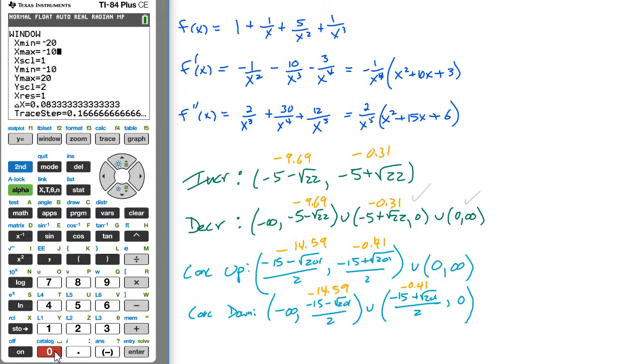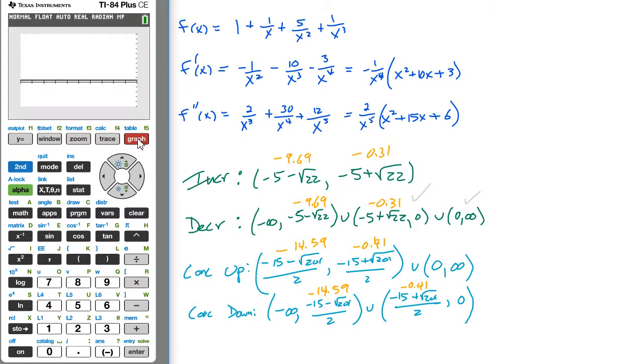Okay, and of course, if we graph that real fast, it's going to look pretty boring, because the heights are very small there. So obviously, I need to change the y values.